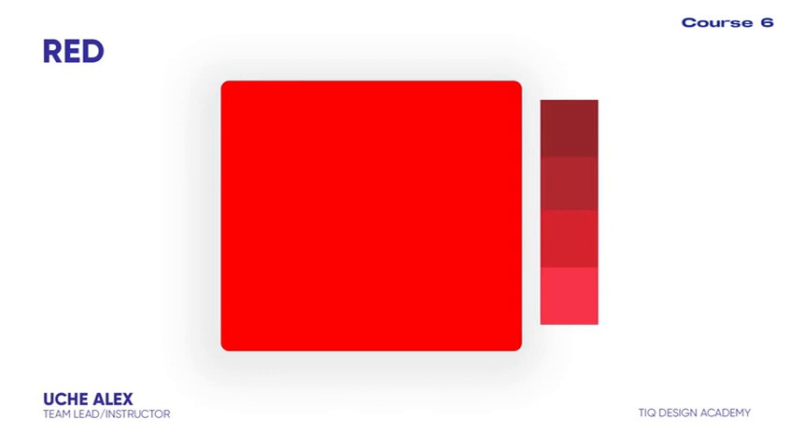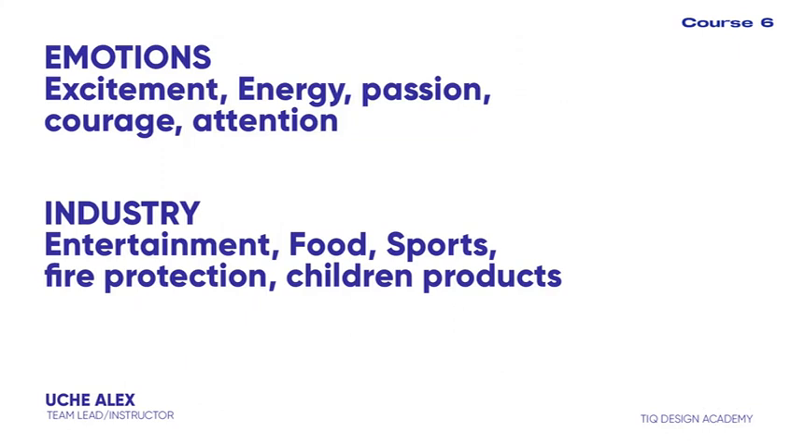So red is the color of passion and drama. This color attracts the most attention and is attached to strong emotions such as anger and love. Universally, red is used to signify strength, danger, courage, and power. So here are the emotions that the color red helps us feel: excitement, energy, passion, courage, and attention.